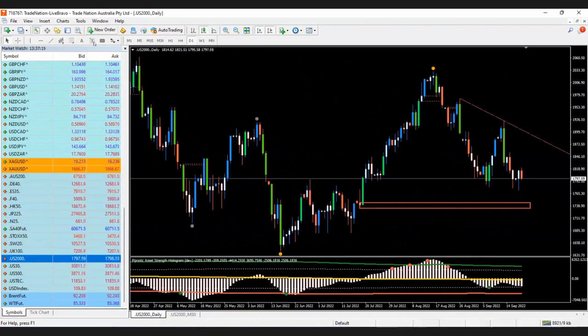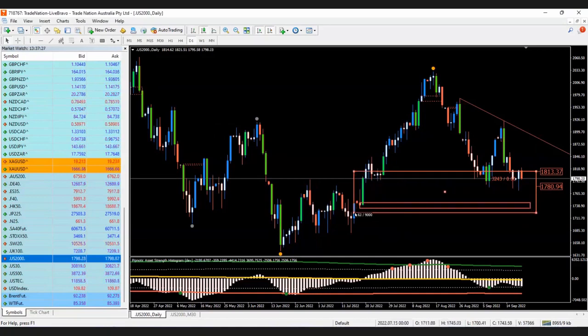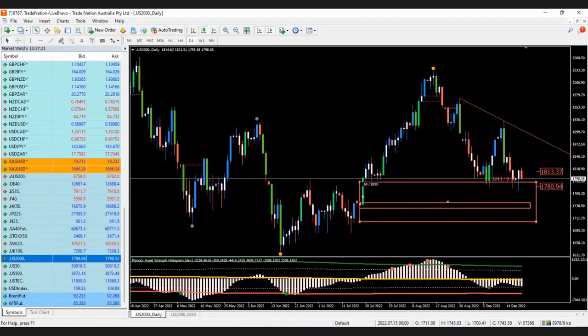And what I would notice about this is that we had attempts to move beyond this level several times, but we failed. The origin of the move was this removal of this supply here. We're getting close to that.